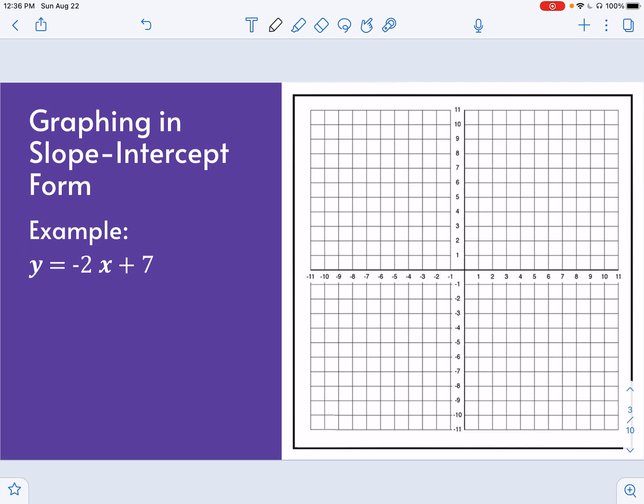So graphing in slope-intercept form. Remember, in order to graph in slope-intercept form, you need to know your y-intercept first. So in this case, my y-intercept is (0, 7), and then your rate of change. So remember, the y-intercept is the constant being added or subtracted from the end, and your slope, or your constant rate of change, is the coefficient of your independent variable. So let's graph this one together.